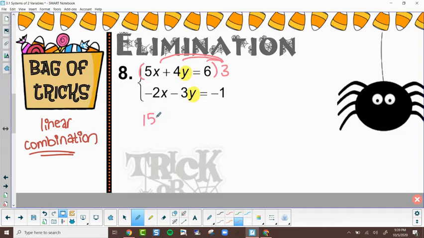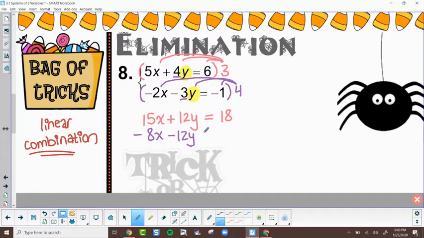So I have 15x, positive 12y, positive 18. Here, I'm going to try to multiply everything here by 4. So you'll kind of notice I switched these numbers around. So again, everything gets multiplied all the way across. So here's minus 8x, minus 12y, and minus 4.